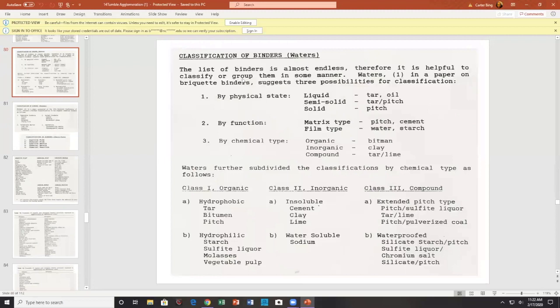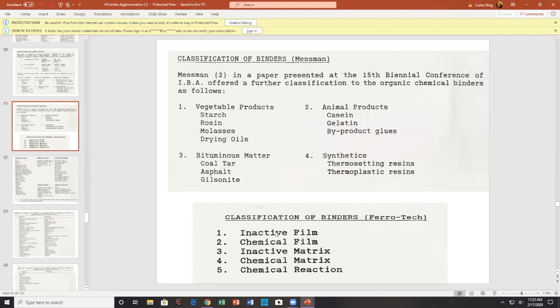Anyway, we have physical state, by function, by chemical type, organic, inorganic, maybe even inert tar. Well, you take a look at a serious binder, you take a look at asphalt, it's just bound together, right? Except if you look at asphalt, you can't really consider the tar a binder. It's more of a carrier. Anyway, physical state: liquid, semi-solid, solid, right? Then you've got hydrophobic and hydrophilic, and then you have insoluble, waterproof, aqueous, organic, inactive, active, chemical matrix, chemical reactions, floating around there.